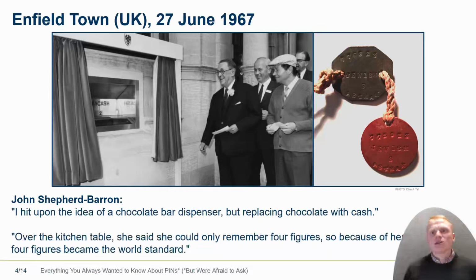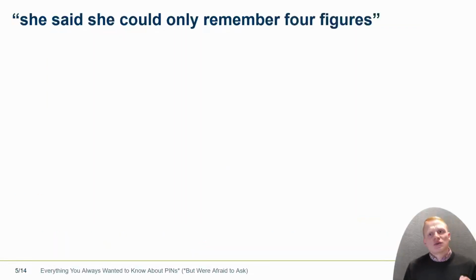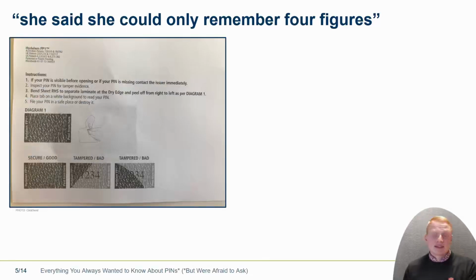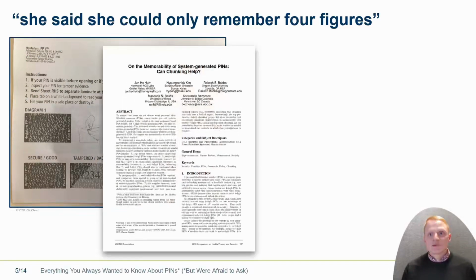Now let's look a bit closer into this quote of Mrs. Shepherd-Barron. She said she could only remember 4 figures. Why is that, and why some of you may still struggle with that even nowadays? That's because these pins that we're using for our banking cards are usually system generated. And in 2015, Woo et al. looked at the memorability of system-generated pins, because the big thing is that those aren't pins that we've chosen by ourselves, but they were just assigned to us.